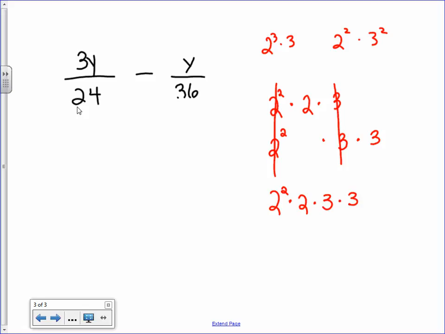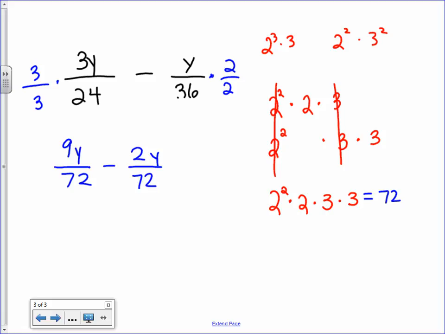What is that? 72. Yes, it is. So a 24 gets multiplied by what? 3, and then 36 multiplied by 2. And you get 72. Exactly.